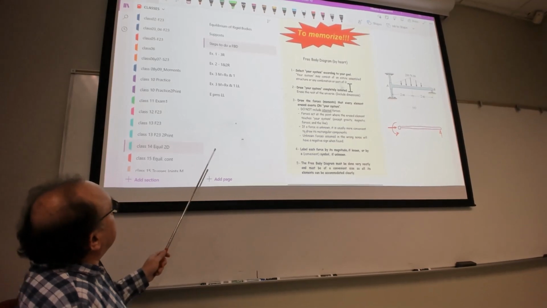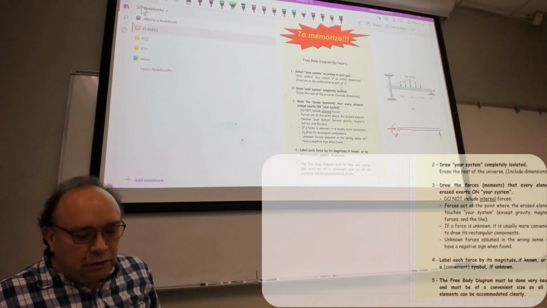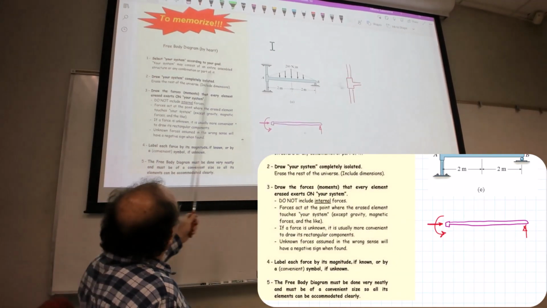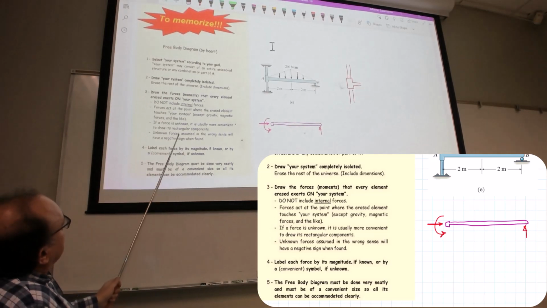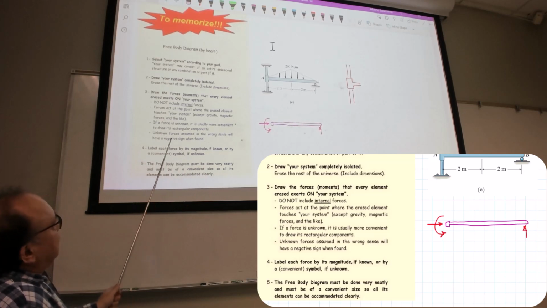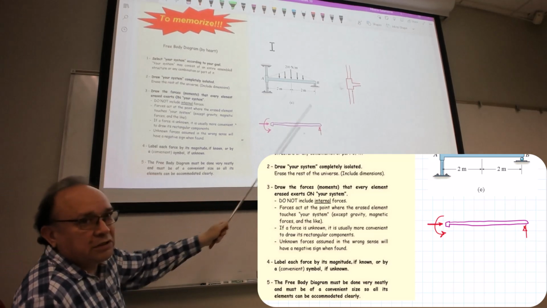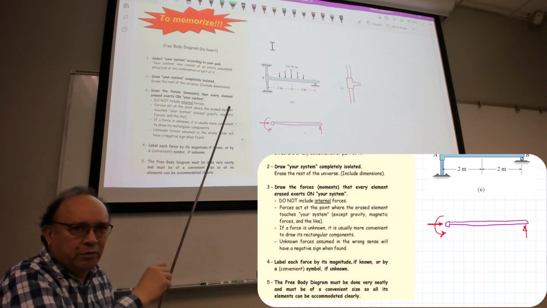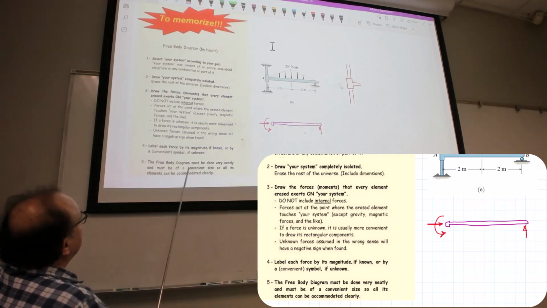What else? Unknown forces assumed in the wrong sense will have a negative sign when found. I mentioned that already. So don't worry about in what direction to draw those forces. Put anything. Just don't waste time thinking about what the direction will be. Just put it anyway, and you will get a negative sign if you put it in the wrong direction.